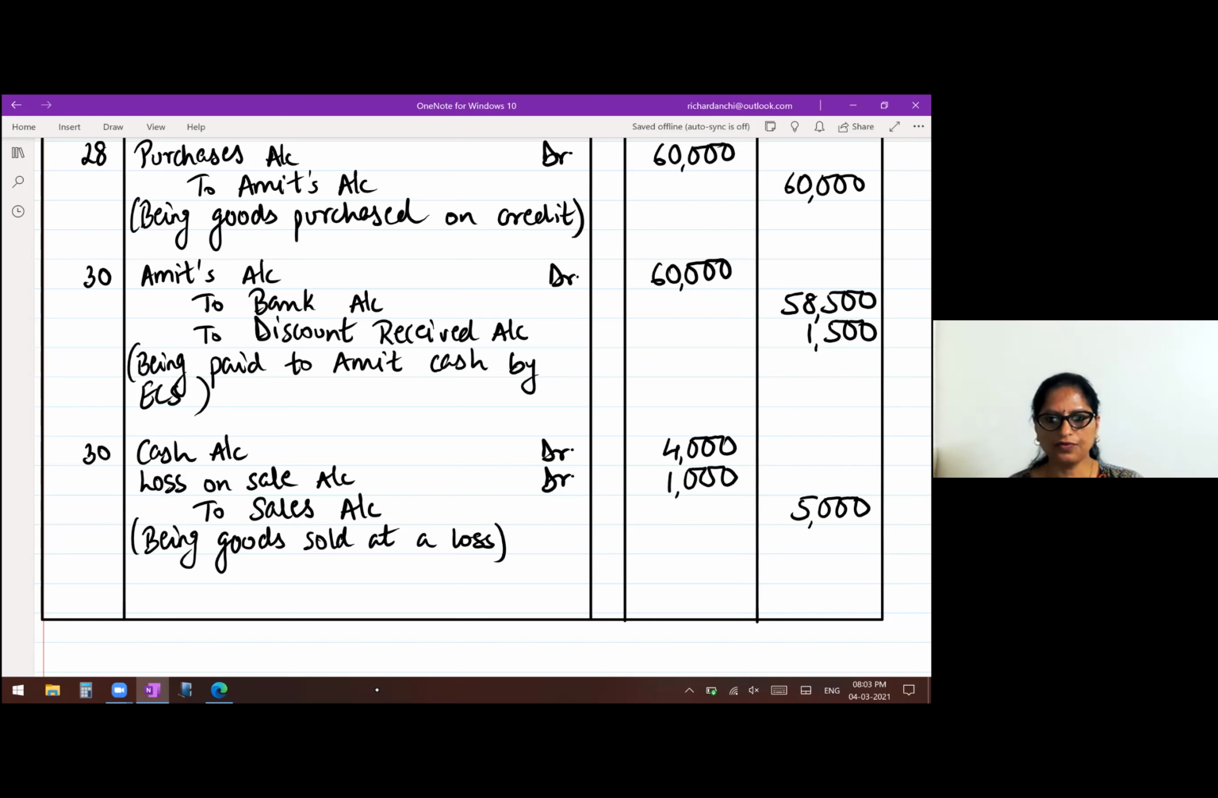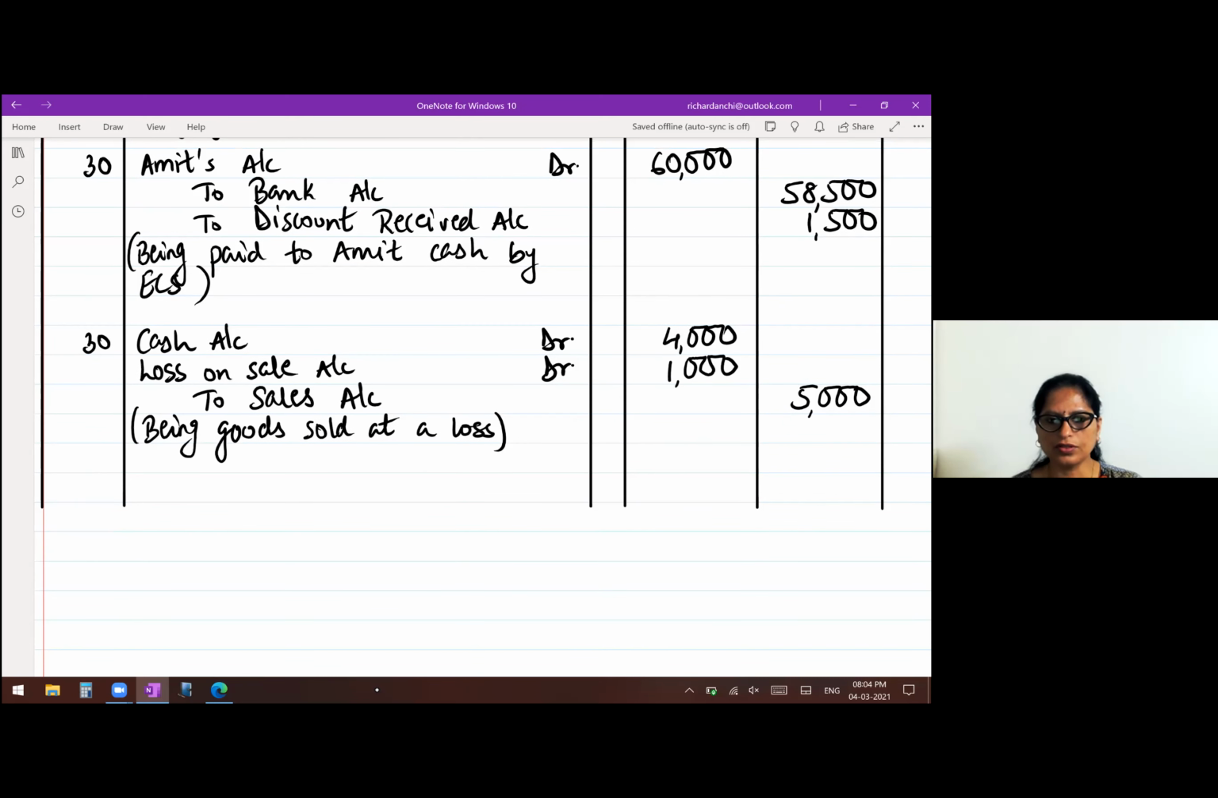And the last one, 31st, simple one, sold goods for rupees 20,000. That means it is sales account and you're selling for cash because nothing else is mentioned here. So two accounts involved are cash and sales. You're receiving since you're selling. So cash account debit to sales account 20,000. Being goods sold for cash.